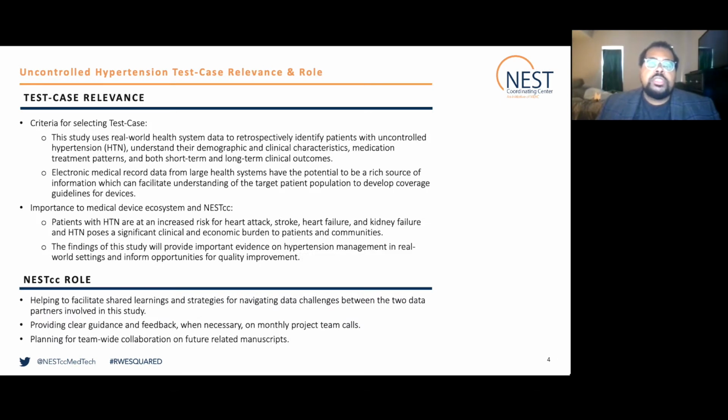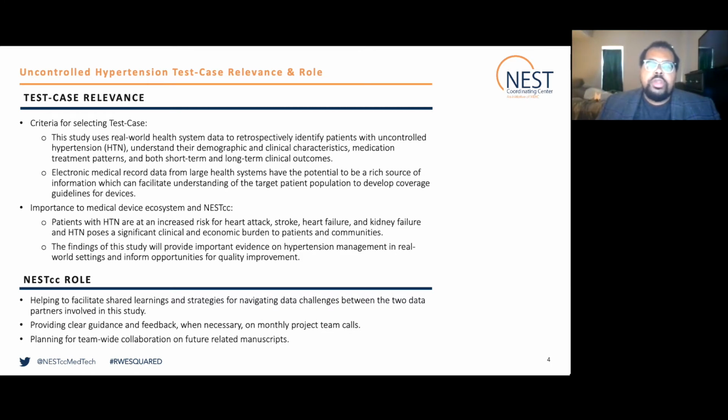When reviewing this study for test case selection, there were a specific set of criteria met to align with NEST's data quality and methodological rigor for conducting real-world evidence studies. This study used retrospective real-world health system data to identify patients with uncontrolled hypertension while also understanding medication treatment patterns, clinical characteristics, and demographic information. The study also was able to evaluate both short and long-term clinical outcomes for the selected cohort of patients.